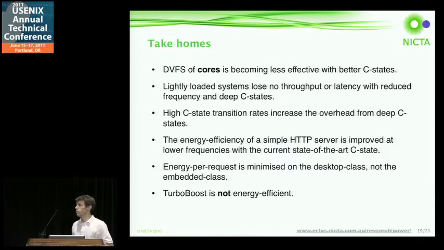So what are the take-homes? DVFS on the cores is becoming much less effective as C states get better. In lightly loaded systems, you can reduce the frequency and use the deep C states and not lose any throughput or latency. The high C state transition rate with the Apache workload increases the overhead, but it doesn't change your response latency. And as I said, we can reduce the frequency of the CPU and actually gain something in the data center for an underutilized system. And desktop class gives you the best energy efficiency, and it turns out that Turbo Boost is not energy efficient in this case.